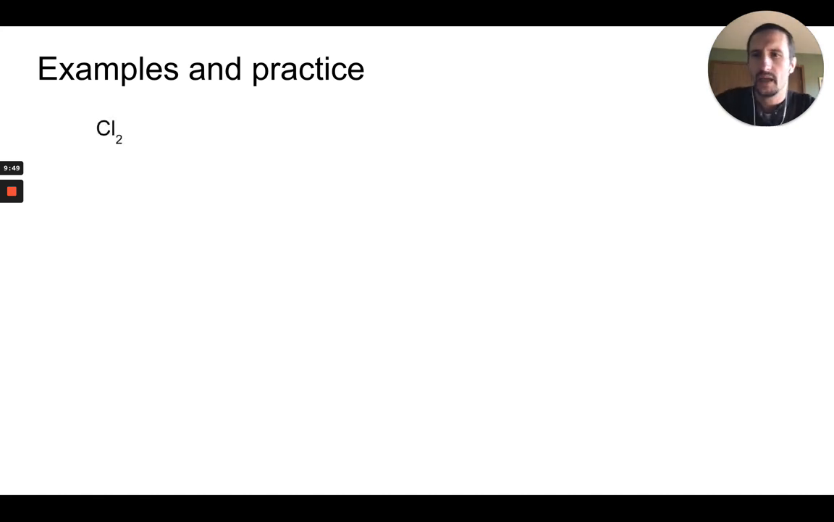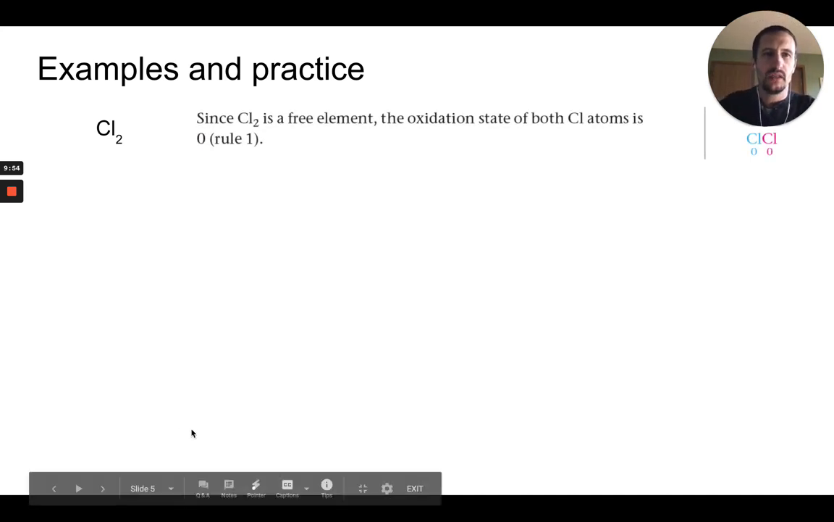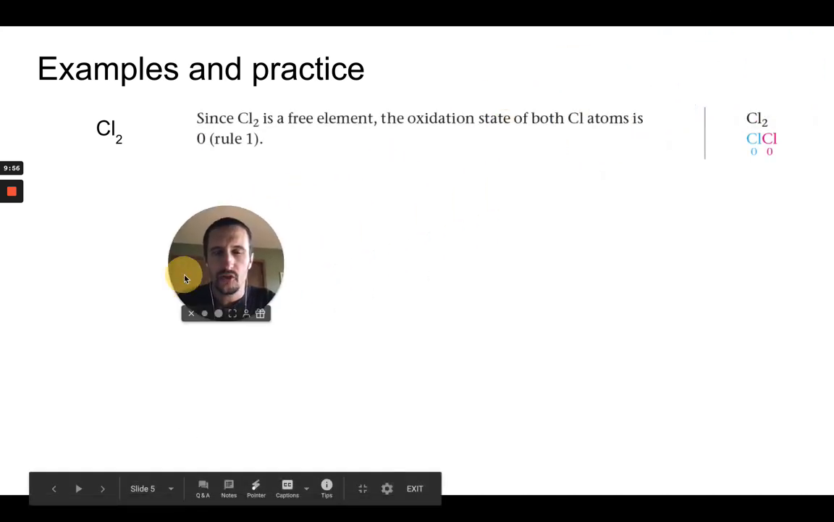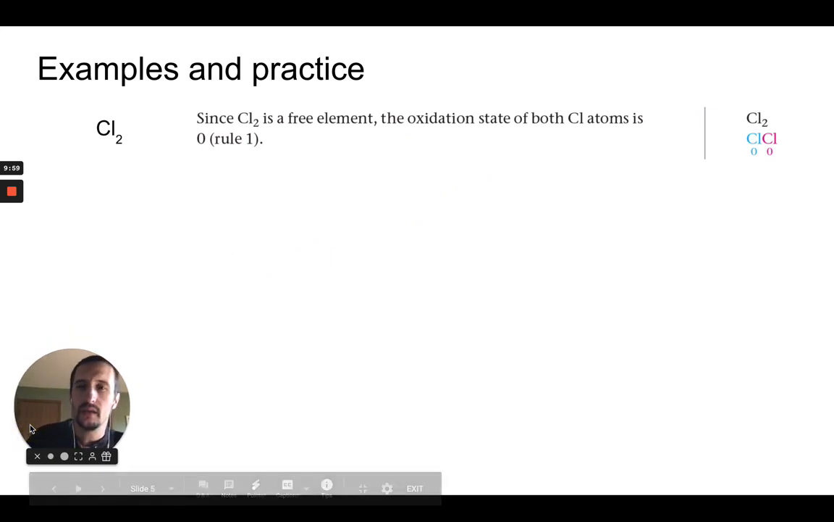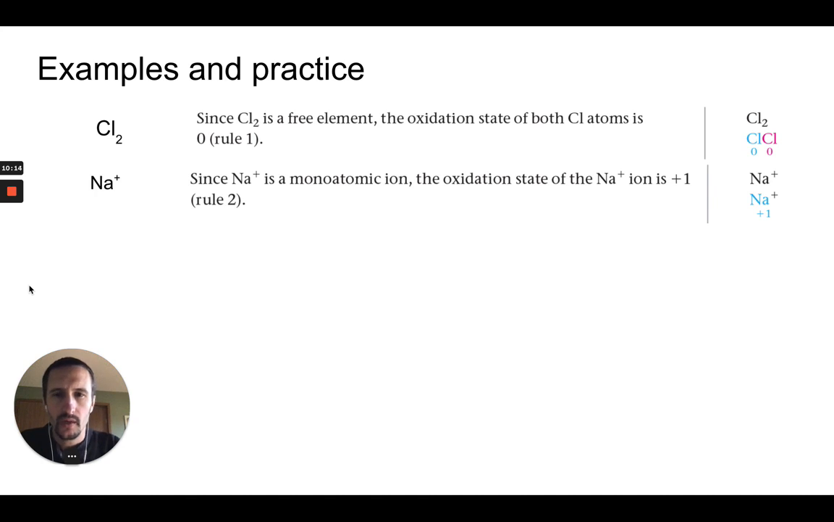So we have Cl2. So this is a free element, which means that the oxidation state of each atom in that free element is 0. That's the first rule. Here we have Na+. This is the sodium ion. Since sodium is a monoatomic ion, the oxidation state of Na+ is +1. That's rule 2. The oxidation state of that sodium must be +1.